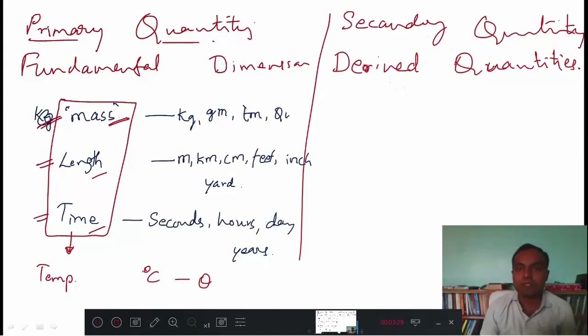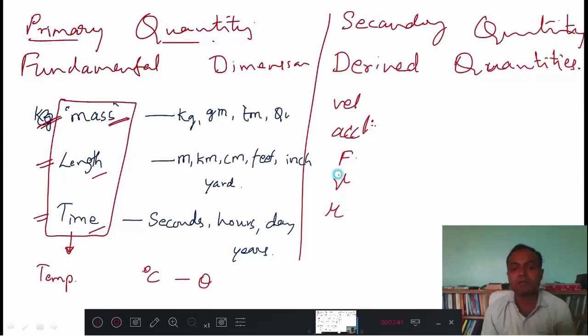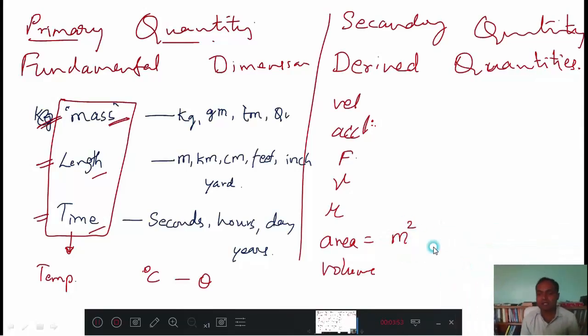Understood? And what are the secondary quantities or derived quantities? Velocity is there, acceleration is there, force is there, viscosity is there, dynamic and kinematic viscosities are there, area is there, volume is there. See how area is measured. Area is measured as meter square, or I can say area is measured as length square. See, you used this fundamental quantity two times, that is length into length. Then how is volume measured? Length cube. You are using length cubed, and that is the volume you will get.